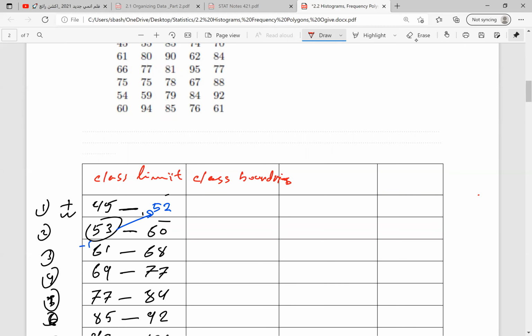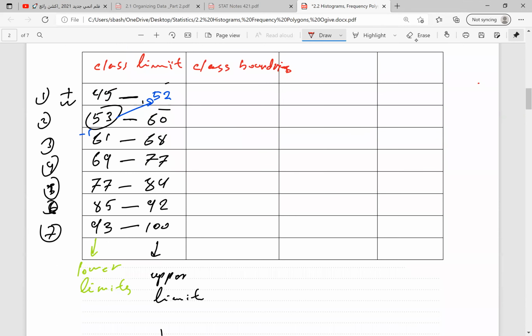Class boundaries. Now the class boundaries, to find this one, we are going to subtract 0.5 from the lower limit and add 0.5 to the upper limit. Since all the limits are integers, we deduct 0.5 from the lower limit and add 0.5 to the upper limit. This is just to close the gaps between the classes.